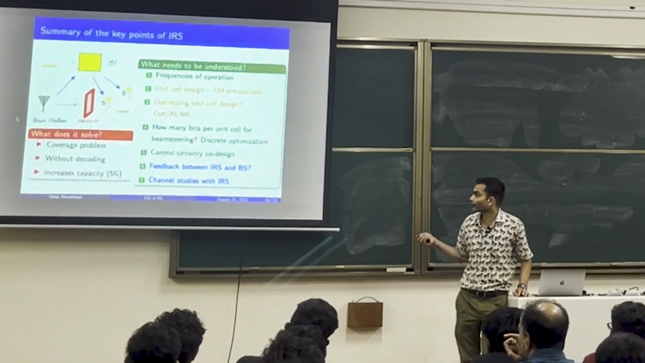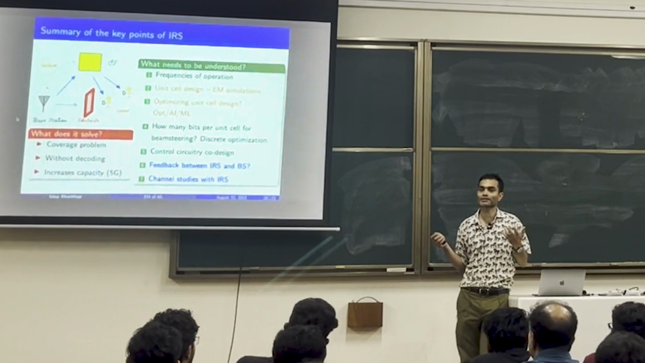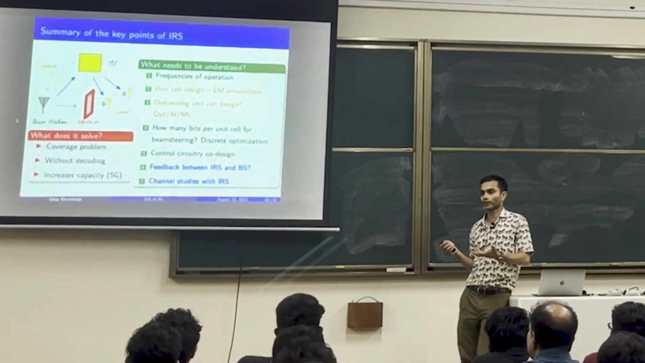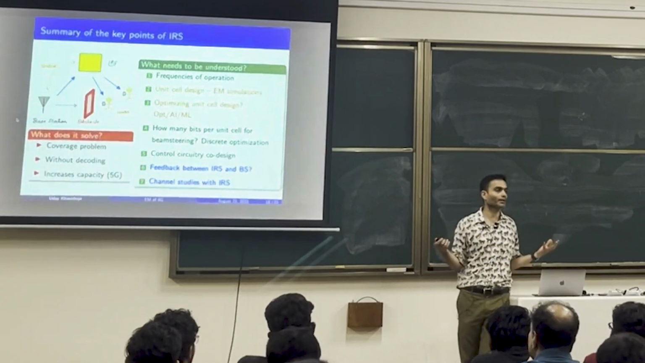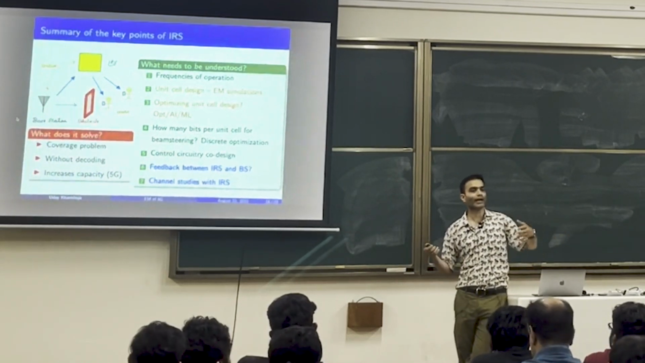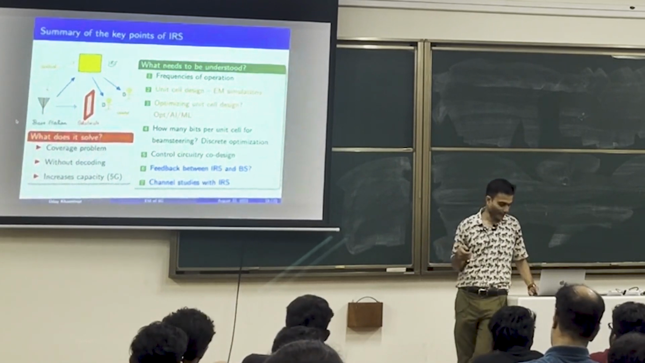How do I figure out the feedback between the IRS and the base station? These are again things that have to be decided at the protocol level, right? This is not EM, right? And of course, channel studies. How much better does the communication channel become once I add an IRS, even when there is line of sight, right? These are all very, very rich problems.